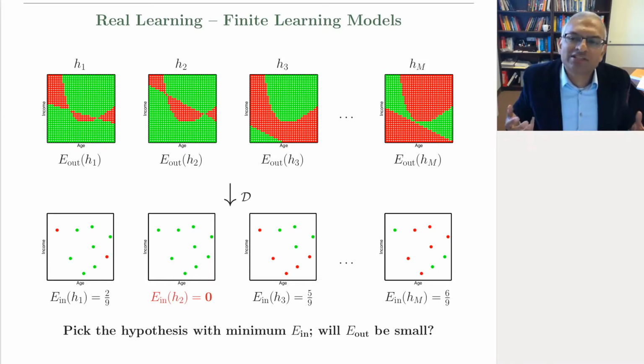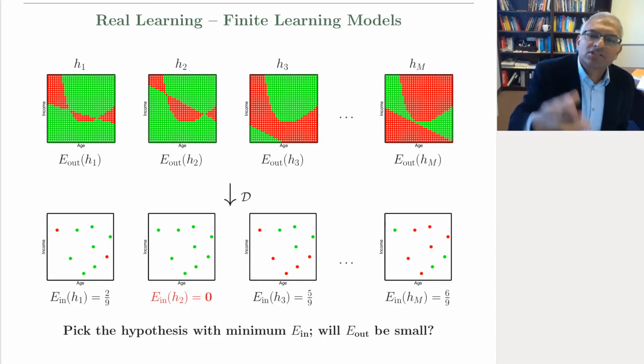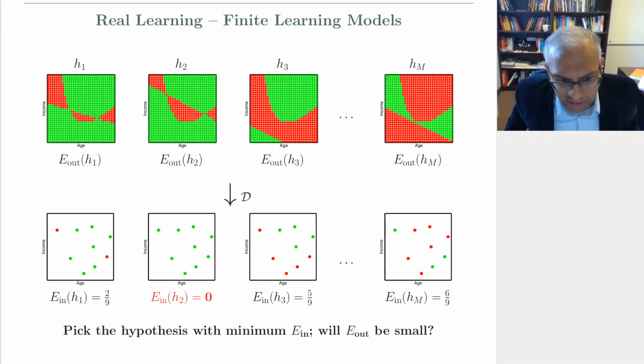Okay. And then the question becomes, is g good in the learning sense? In other words, does g approximate f? Is E_out of g small, i.e., is E_out of g approximately equal to E_out of h? So why did we pick h2? Because it had 0 in-sample error.